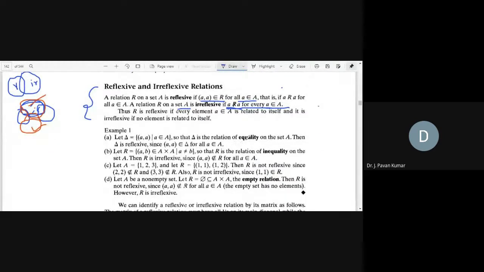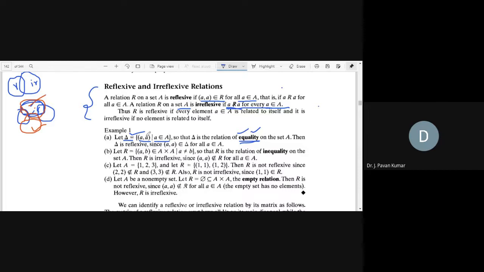Next, the equality relation, in the sense there is a notion called equality. The relation delta is defined as (a, a) for every a belongs to capital A, then it is called equality. Only those tuples will be part of the relation. If A = {1, 2, 3, 4}, then what will be the tuples in delta? Only (1,1), (2,2), (3,3), (4,4), only 4 tuples we will be having in delta. That is called the equality relation.